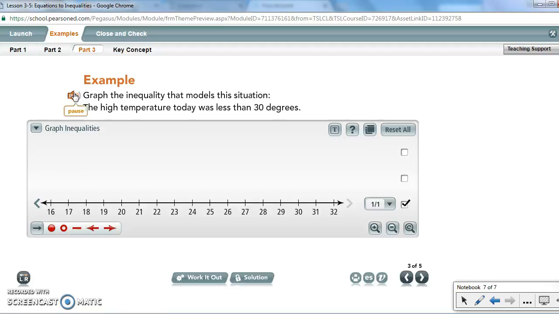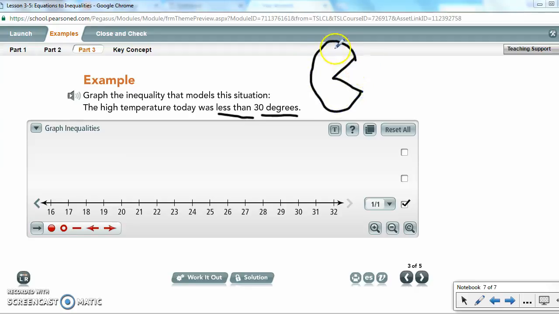Graph the inequality that models this situation. The high temperature today was less than 30 degrees. All right, so a couple things you need to do. First, less than. What sign is less than? Well, less than is this one. And you can either think of it as a Pac-Man, or you can think of it as if this is my less than sign, it's going this way.